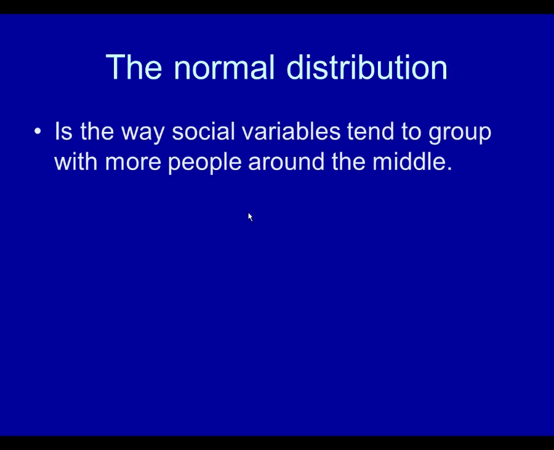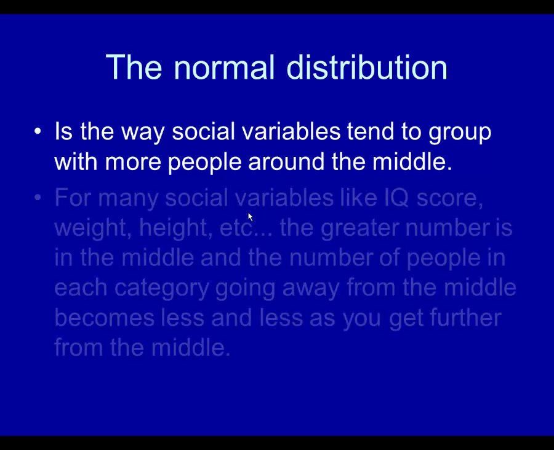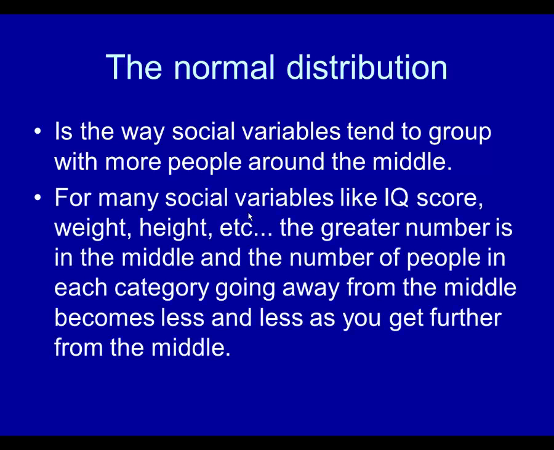Let's talk about the normal distribution. It's the way social variables tend to group, with more people around the middle than the extremes. For many social variables like IQ score, weight, height, and so forth, the greater number is in the middle, and the number of people in each category becomes less and less as you get further from the middle. That is the way that things normally are distributed.